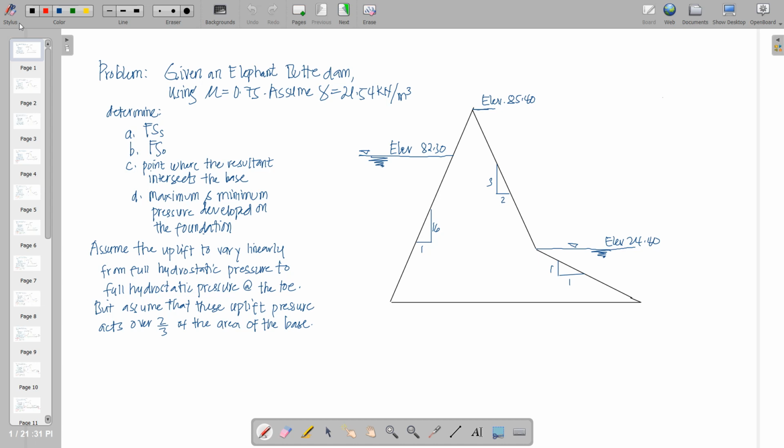So the assumption here is the uplift is varying linearly from full hydrostatic pressure at the heel to zero at the toe. So full hydrostatic pressure at the heel, but the assumption further states that it only acts on 2/3 of the area of the base. So when we compute the pressure, take note the multiplier factor here is 2/3 because the effect of the pressure is assumed to be on 2/3 of the area of the base.